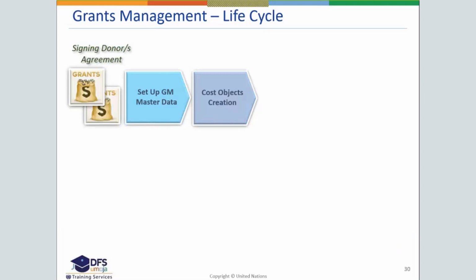Next step, creation of the cost objects, revenue or expenditures, depending on the type of grants involved in the process. If we have already a project created in the system, we don't need, of course, to create it again. Okay. These two steps, of course, can be done in parallel. You can set up the grants management master data or create the cost objects in parallel, one before the other. But the most important thing is that they have to be properly linked at the very end.